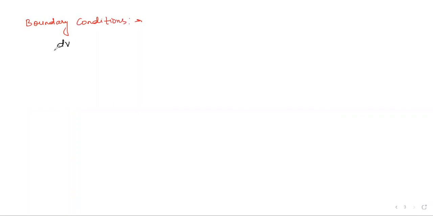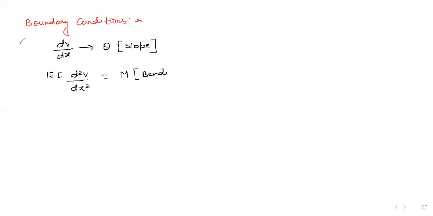As we know, dv by dx we can replace with theta. Theta is the slope. So wherever we get dv by dx, we can replace it by theta. Again, EI d2v by dx square is the moment, the bending moment. These relations I am taking from strength of material itself. These are all things you have studied in strength of materials. EI d square v upon dx square is nothing but bending moment.